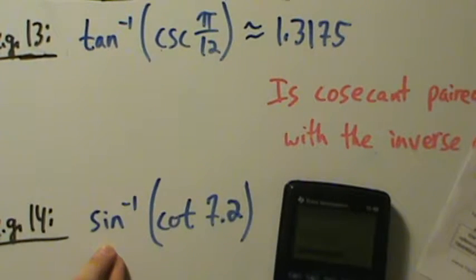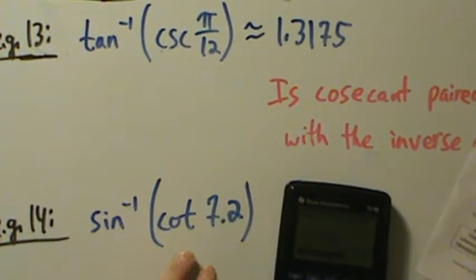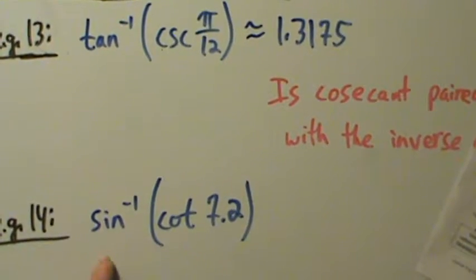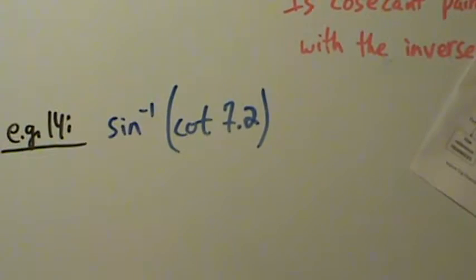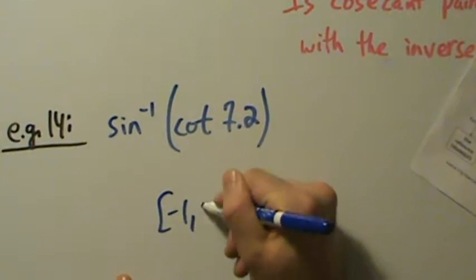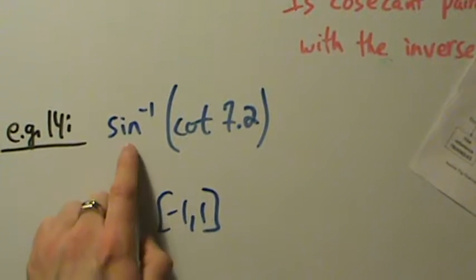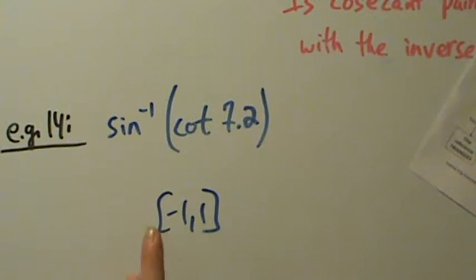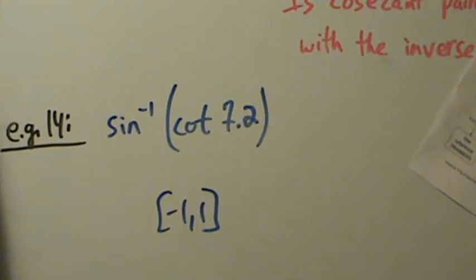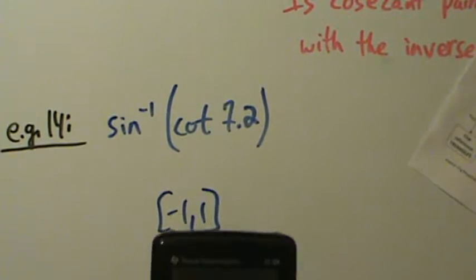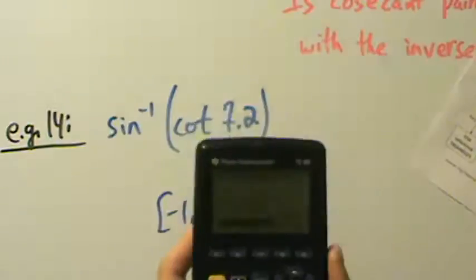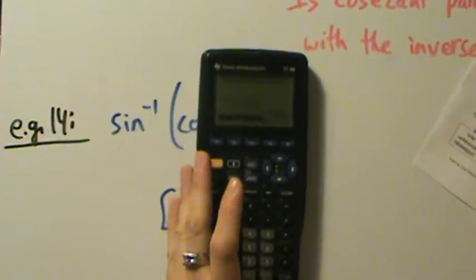So remember, if we take the inverse sine of something, it has to be between -1 and 1. What I mean is, when you take the inverse sine of something, the something inside has to be between -1 and 1. So remember, the domain of the inverse sine is -1 to 1. If you take the inverse sine of something, that thing better be between -1 and 1, or else you can't do it. So we have to make sure that cotangent of 7.2 is between -1 and 1. And is it? So we'll just keep it down here and zoom in.